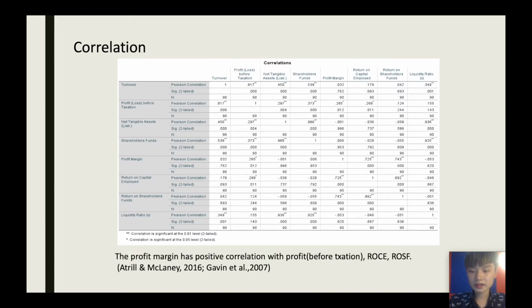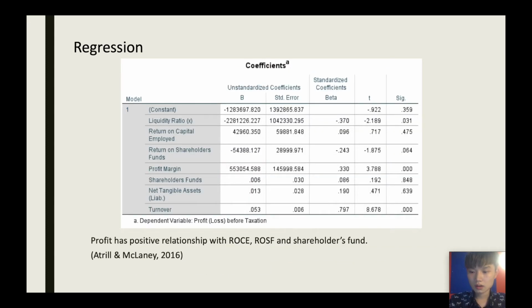Then we move to correlation. The profit margin has a positive correlation with profit, and the table shows that turnover has a strong positive relationship with profit before taxation, meaning that the higher the turnover, the higher the profit will be, and vice versa. In the regression, I used profit as the dependent variable and the other 7 as independent variables, and I found the pre-tax profit might also be positively related to net tangible assets, shareholders' funds, profit margin, and ROCE.